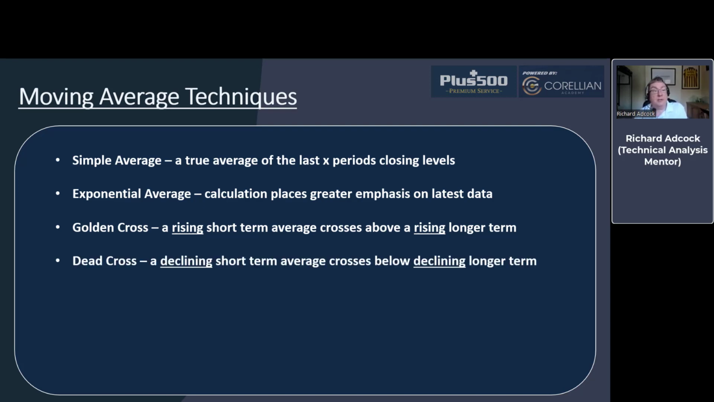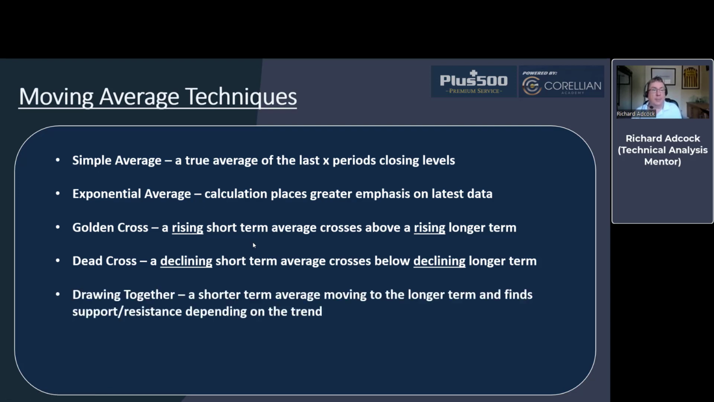Now, the mirror image of this is the dead cross. This is the bearish signal. And this is where we see a declining shorter term average crossing below an already declining longer term average. Now, they have to be moving in the same direction for the golden and dead cross. If one is rising and the other is falling as they cross, it's a neutral signal. And we have to wait for further evidence to establish where the true directional risks and trending conditions are developing.